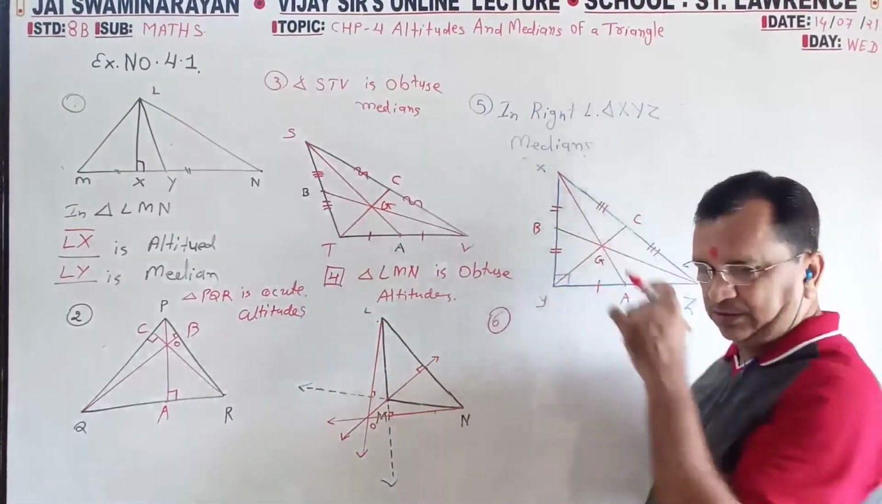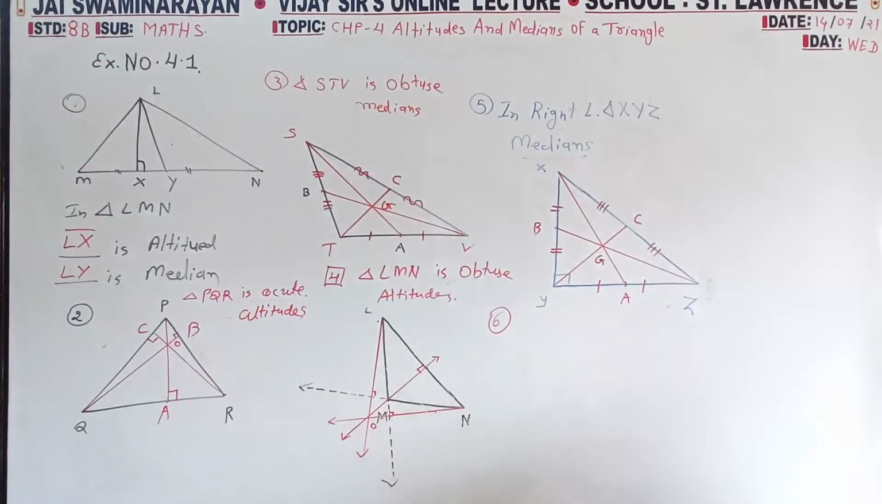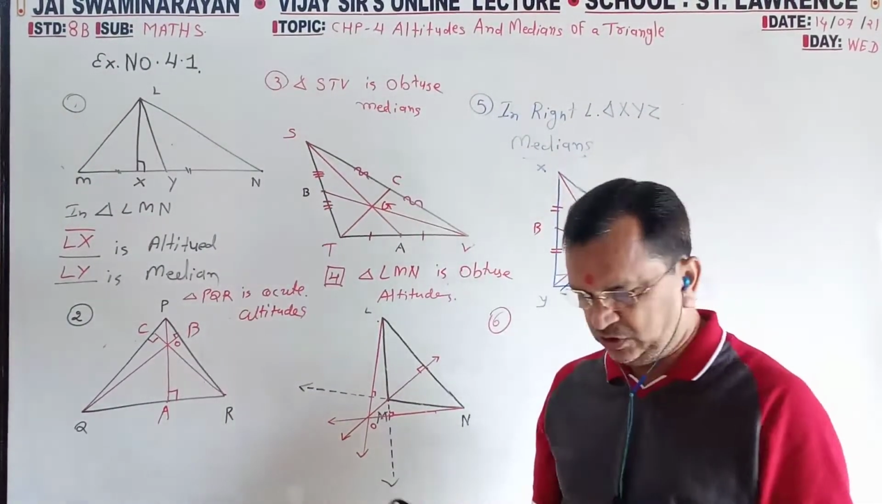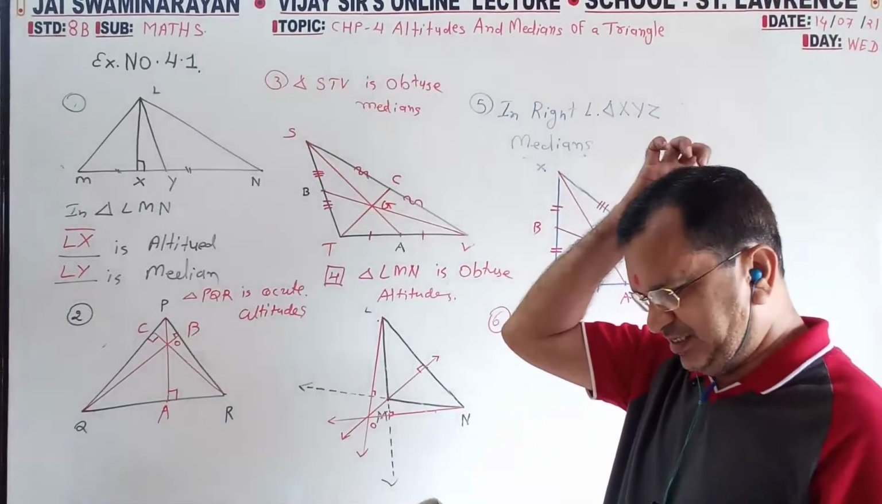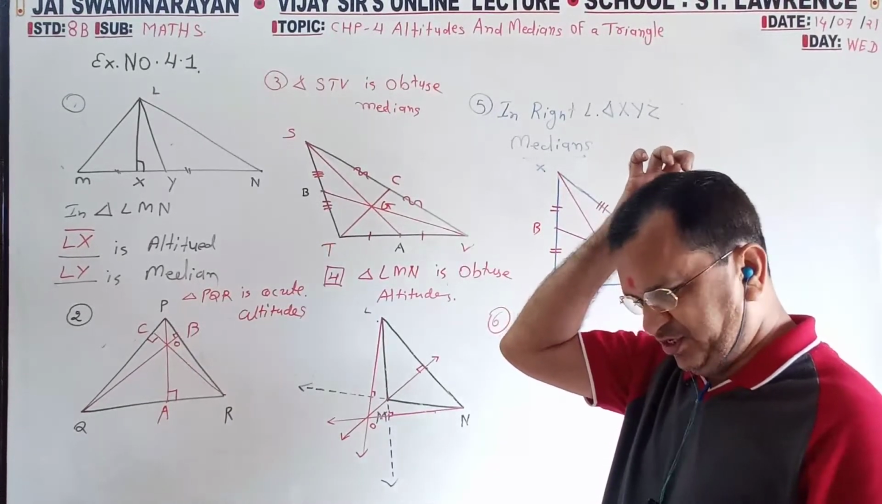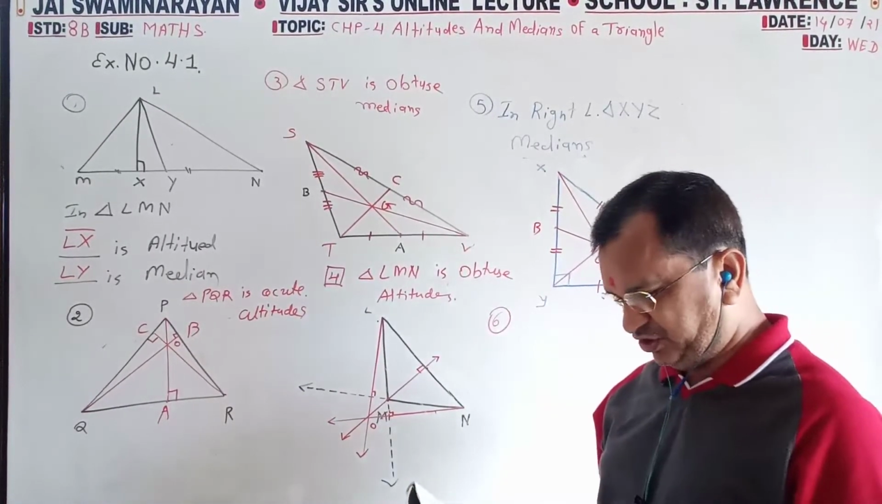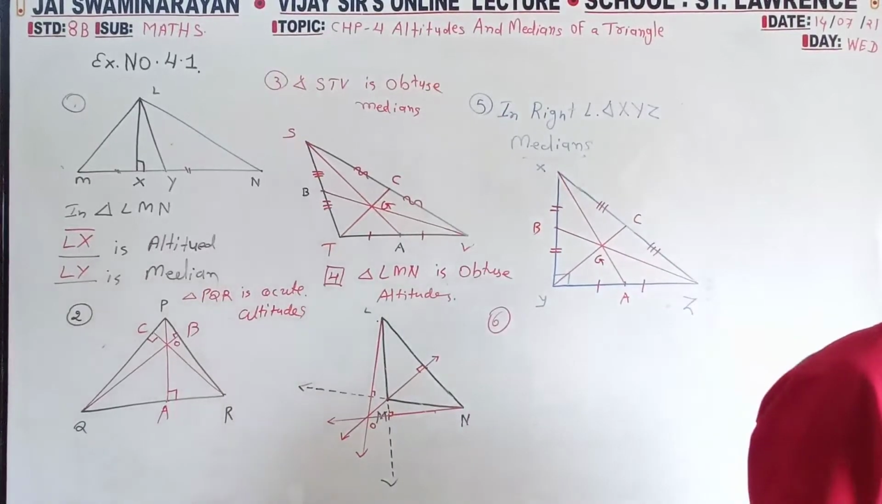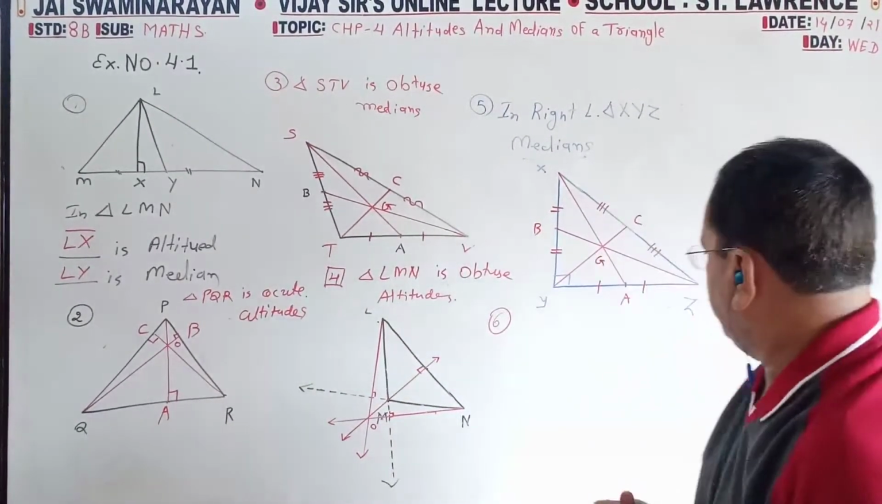Sixth question. What? Draw an isosceles triangle. Draw all its medians and altitudes, and write the observation. Very good question. Now we have to draw.